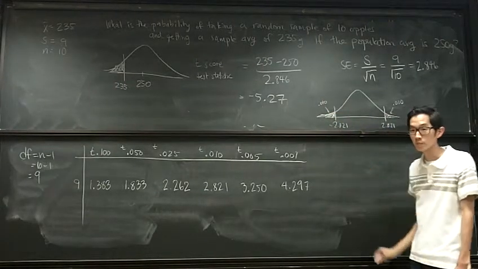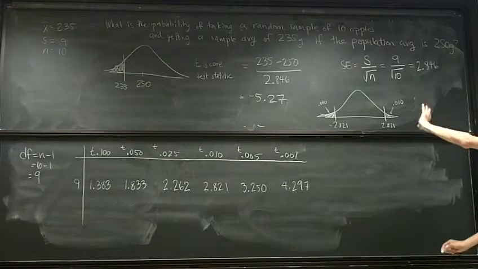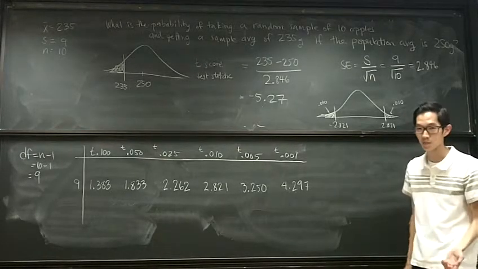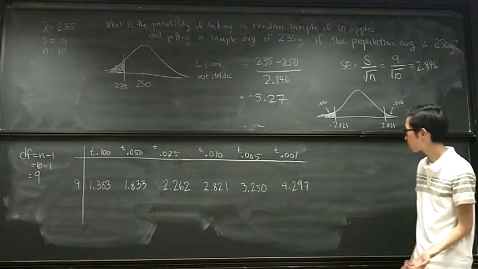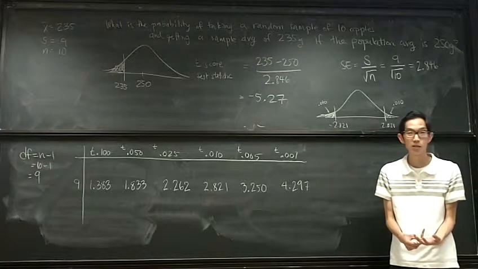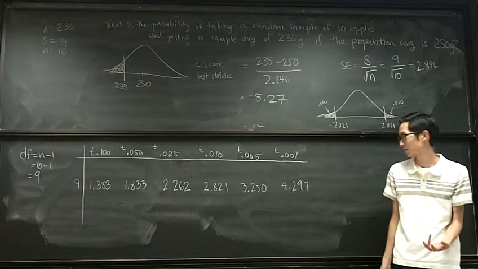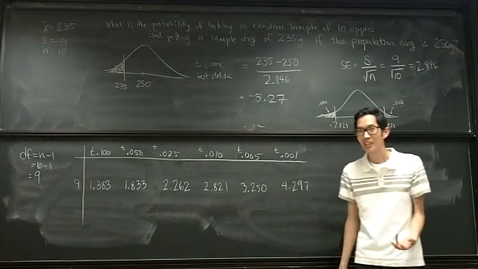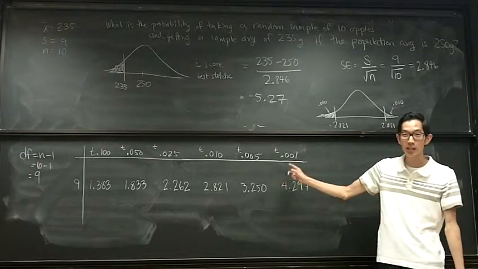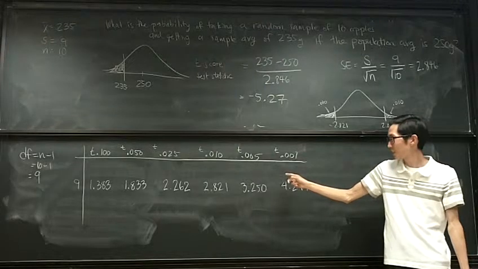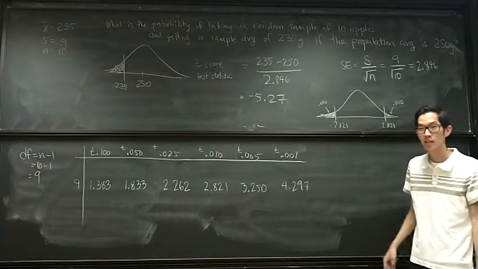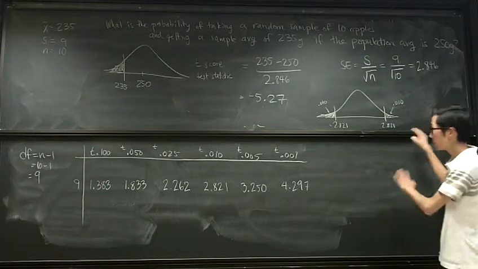Yeah, well, because it's symmetric. So whatever you get, negative or positive, you look up the same equivalent number over here. So if the number happened to be 3.250, how much is in the tail? So if you get 3.250, what happens? How much is in the tail? 0.005. Okay. Yeah, it's the area in the tail.